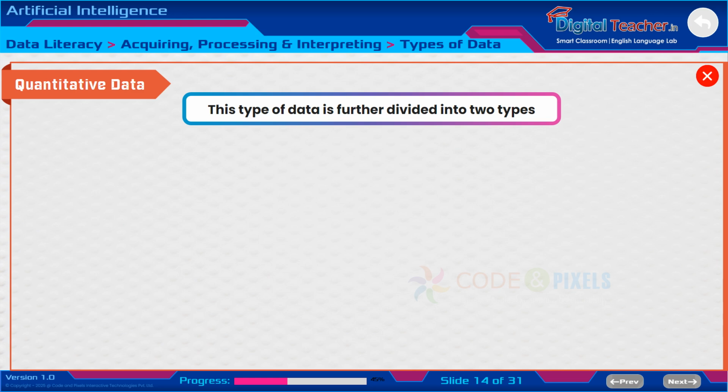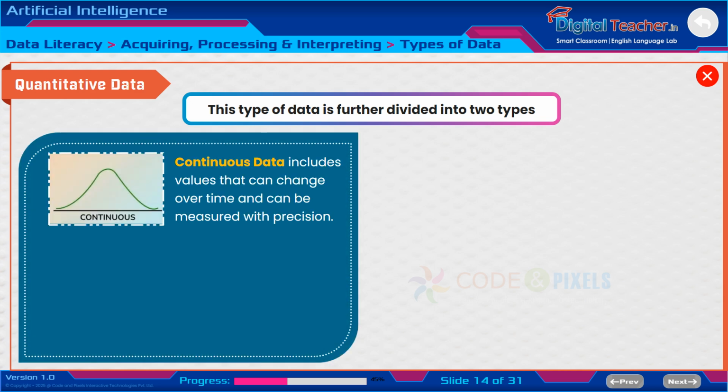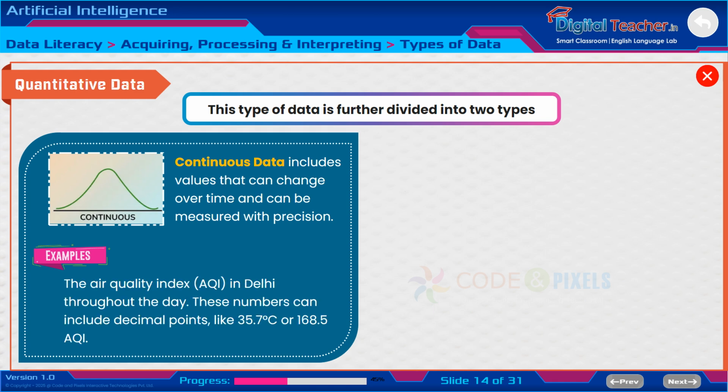This type of data is further divided into two types. Continuous data includes values that can change over time and can be measured with precision. Example: the air quality index in Delhi throughout the day. These numbers can include decimal points like 35.7 degrees Celsius or 168.5 AQI.